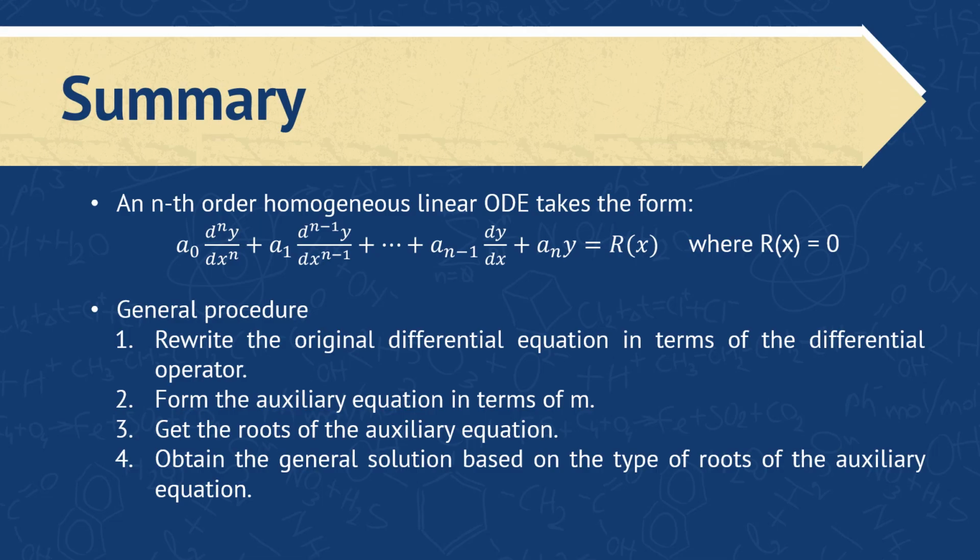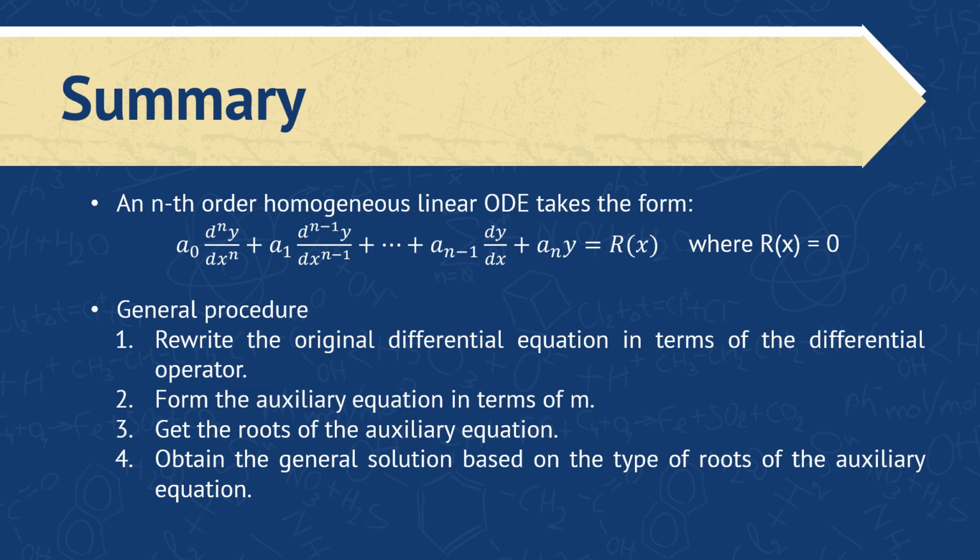Alright, so for a short summary of the entire discussion, let's go back to the definition. So an nth order homogeneous linear ODE takes the form shown on the screen, where r of x, or the right-hand side, must be equal to 0.